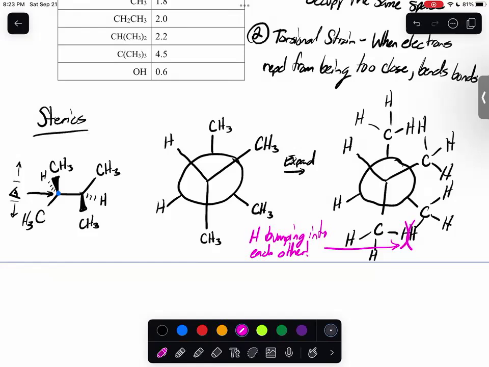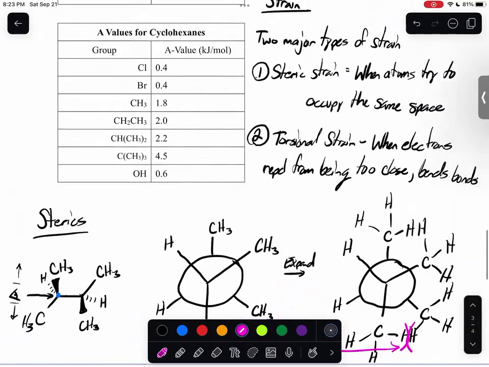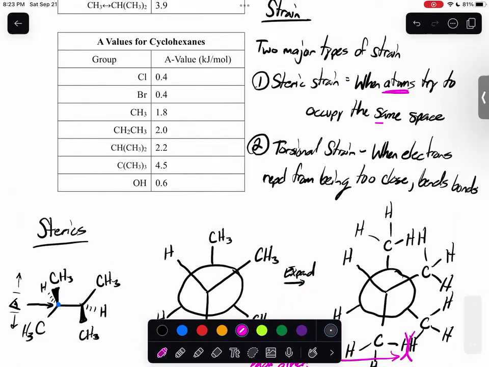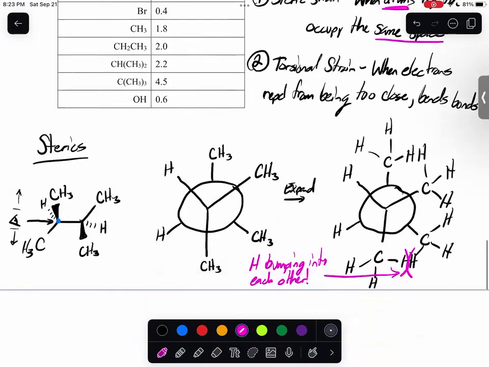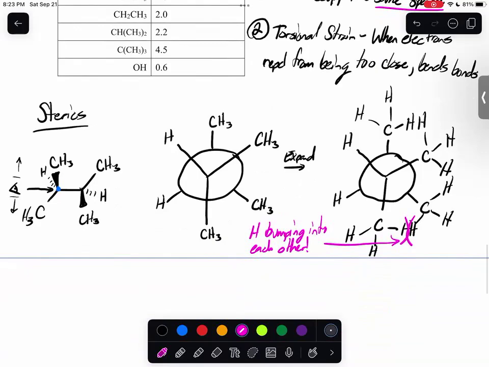Because remember, steric strain is when atoms try to occupy the same space. These two hydrogens want to be in the same space, but they can't. So they kind of have to fight over it, and that causes strain. And of course, the strain is an instability. So the more strain, the worse.